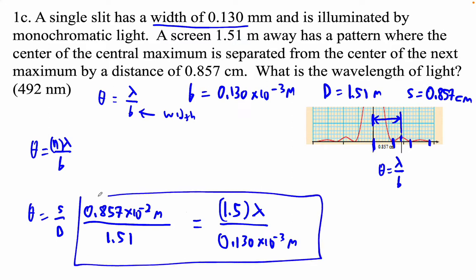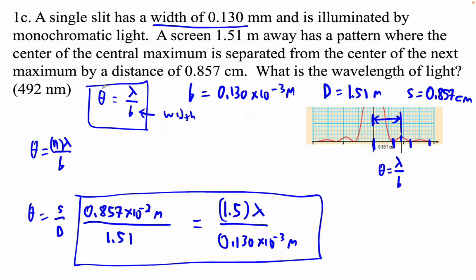So now I think we can solve for lambda. We know that the actual angle is the distance on the screen divided by the distance to the screen. And as far as the wavelength goes, that's 1.5 wavelengths difference, divided by the b. That's what this is for. So now we're set, and we can solve for lambda. Let's see if we get the right answer. It's going to be 0.857 times 10 to the minus 2 divided by 1.51, divided by 1.5 times 0.13 times 10 to the minus 3.